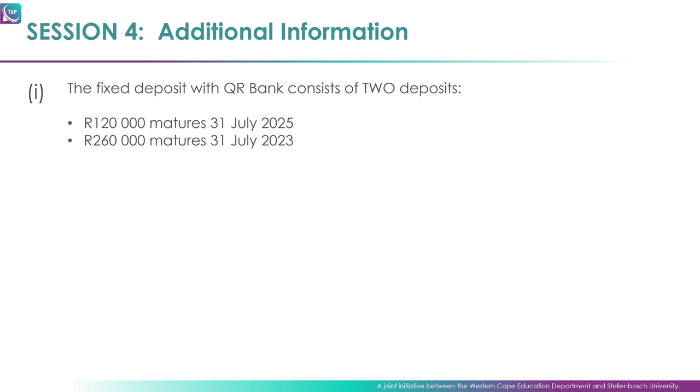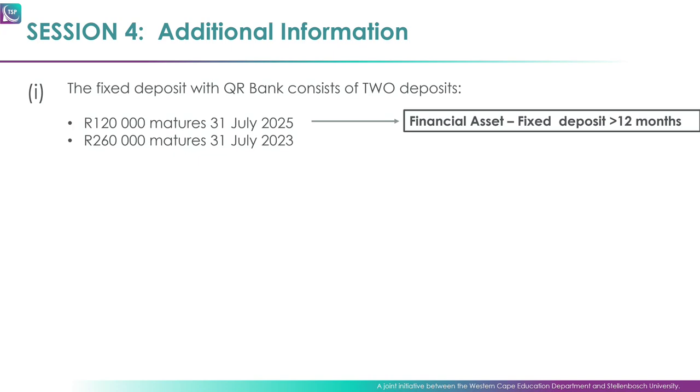Right, so let's look at the additional information. The first additional information that's been given is the fixed deposit with QR Bank consists of two deposits. It's 120,000, which matures on the 31st of July 2025, and 260,000 Rand, which matures on the 31st of July 2023. And I'm sure you've seen that this 120 plus the 260 actually gives us our 380,000 Rand amount, which was given to us in the balances. However, because of the dates, this actually affects our financial information a lot, in the sense that we have the following.